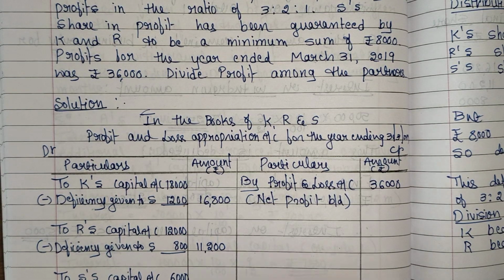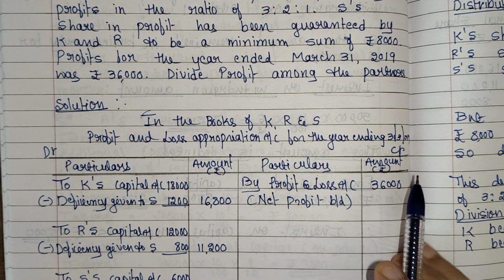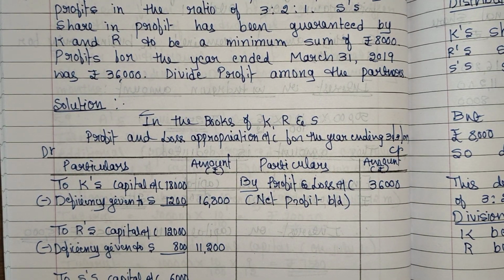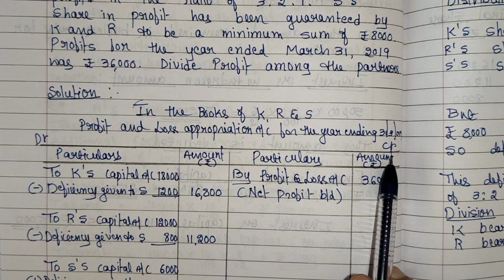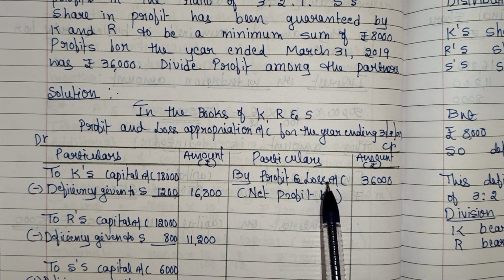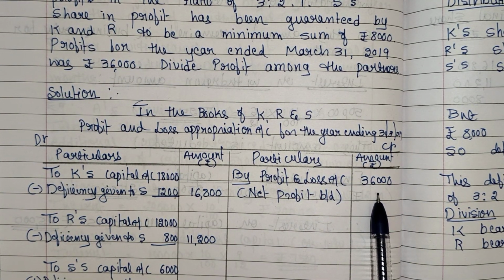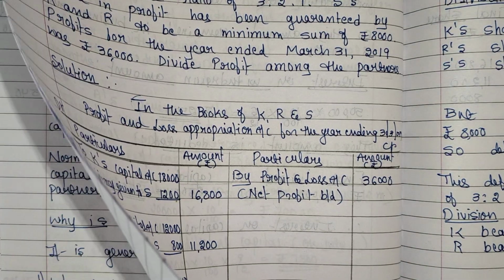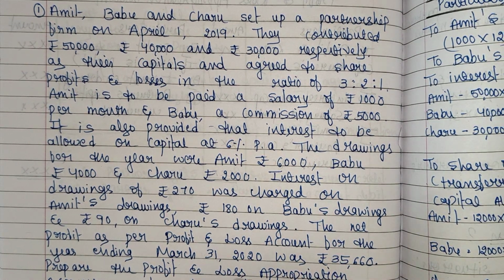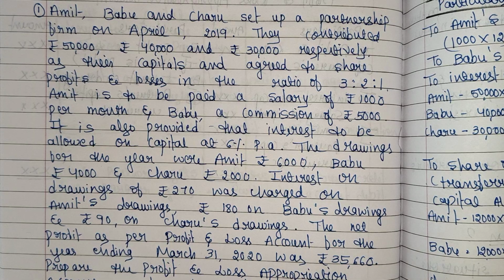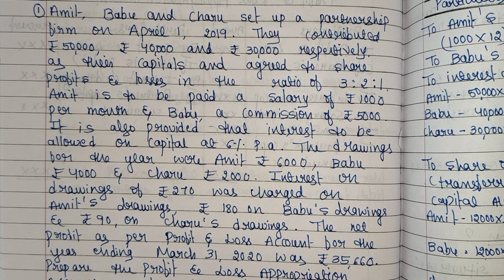So let's start it. See, in the books of K, R and S, profit and loss appropriation account for the year ending 31st March 2019. So this is the format. Clear? Now first, what you need to write down on the credit side of the profit and loss appropriation account, by profit and loss account, net profit brought down, how much? That is rupees 36,000. Clear? Now what is the format of profit and loss appropriation account? See, salary, commission, interest on capital and share of profit come on the debit side, and interest on drawings will come on the credit side, right?